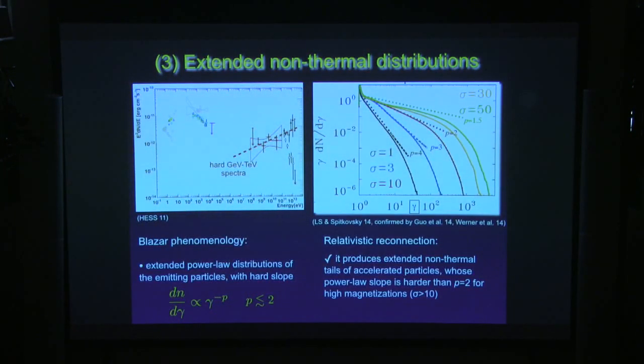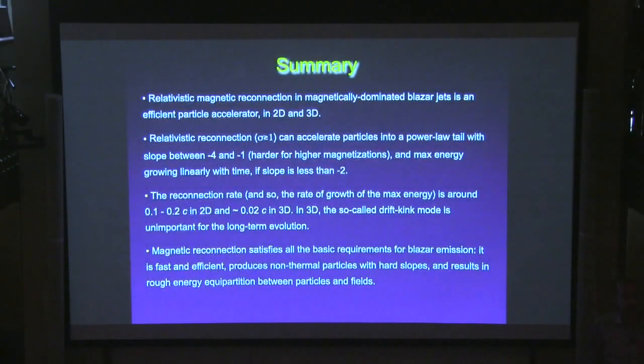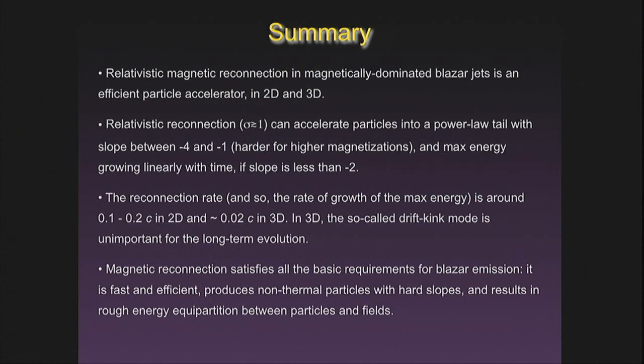This has been confirmed by 3 independent groups in the last year. The slope is steep if the magnetization is smallish, around 1, so equal amount of energy in magnetic field and in the rest mass. And the slope is harder as you go to higher magnetization. So for a slope to be harder than 2, you need to think about magnetizations that are higher, of order 10. And this concludes my investigation, and I will just leave up my summary, asking for your feedback and your questions. Thank you.